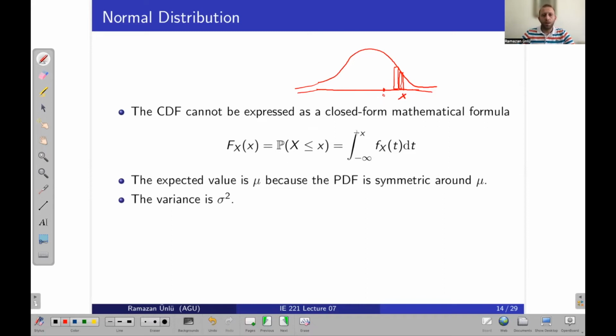Okay. So the expected value is mu, the mean, because the PDF is symmetric around the mu. What I mean, let's say this is the mu, the area on the left side of that mu will be equal to the right side of it. Okay, so the PDF is symmetric. And the variance, as we said, is sigma squared.